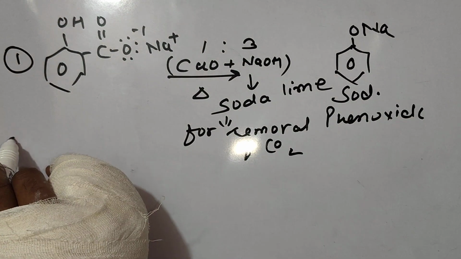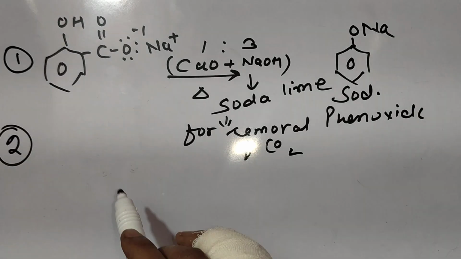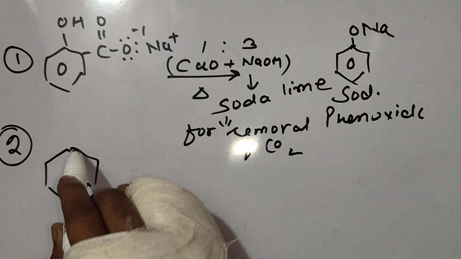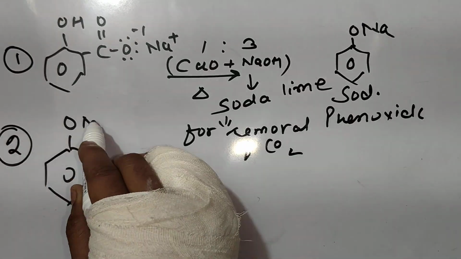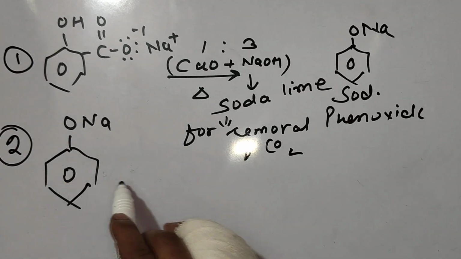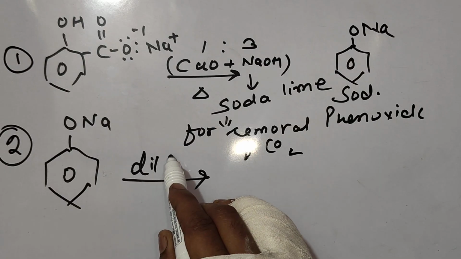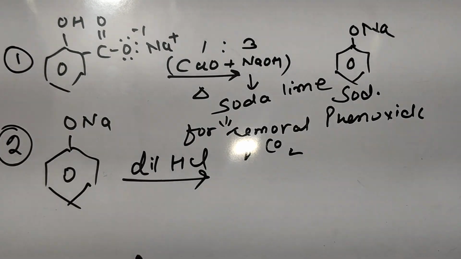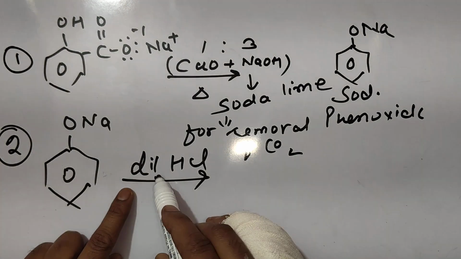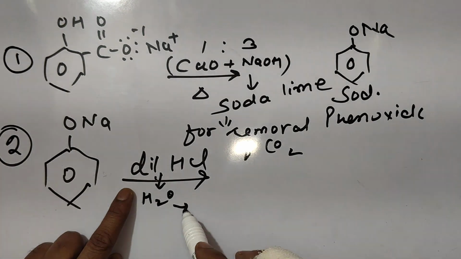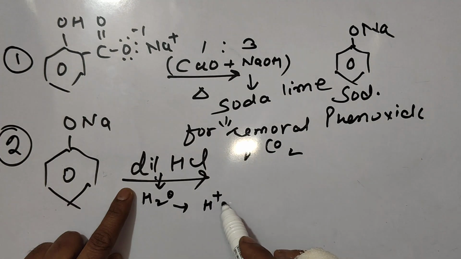Now in the second step, very easily we can convert it to phenol by doing hydrolysis with the help of dilute HCl, as we have done in the last preparation method. Dilute HCl, you know, dilute condition means water molecules are there. Water molecules are going to provide us H positive, OH negative.